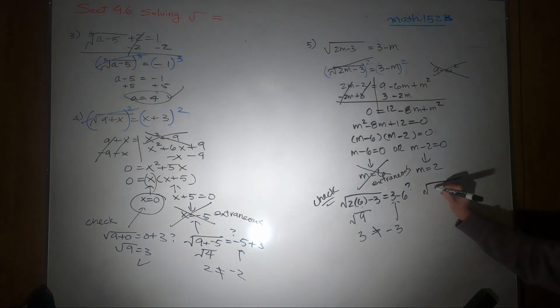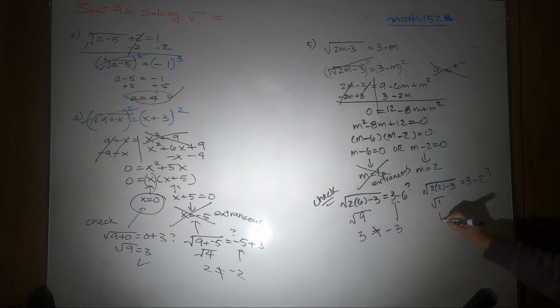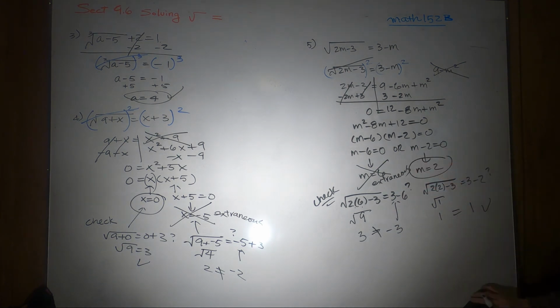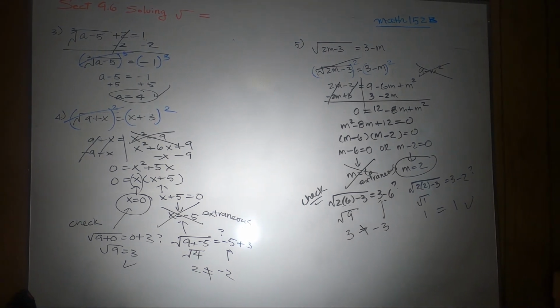So this one, you plug in the square root of 2 times 2 minus 3. Is that the same thing as 3 minus 2? Right, plugging in to there. So this one is 4 minus 3, which is 1. Square root of 1 is 1. 3 minus 2 is 1. Yes. So you can circle this answer. Right?